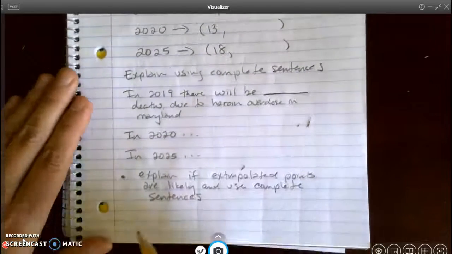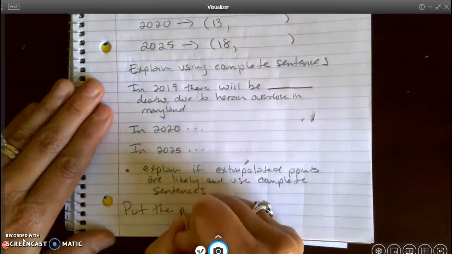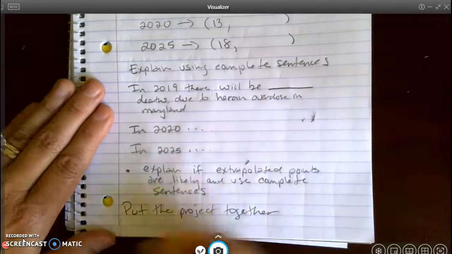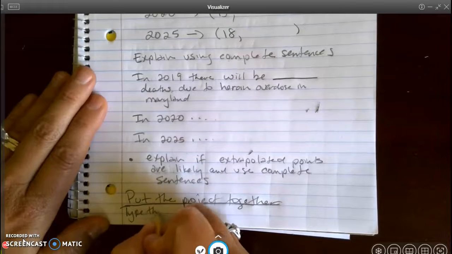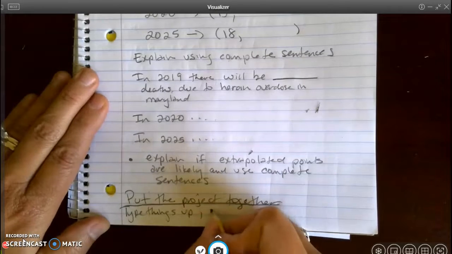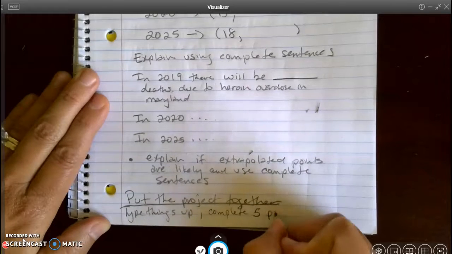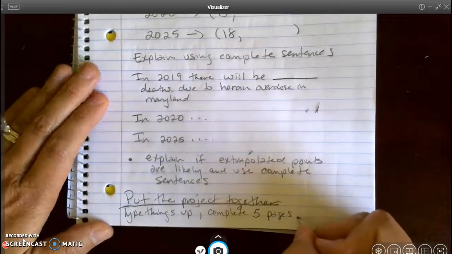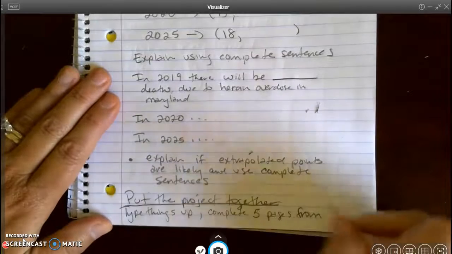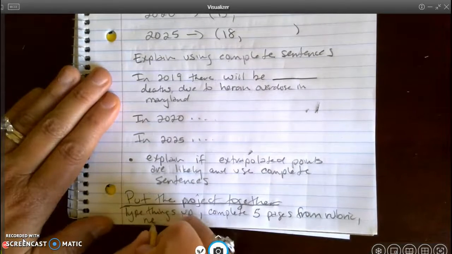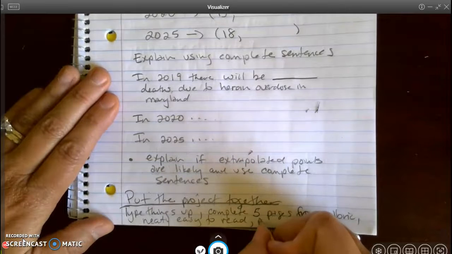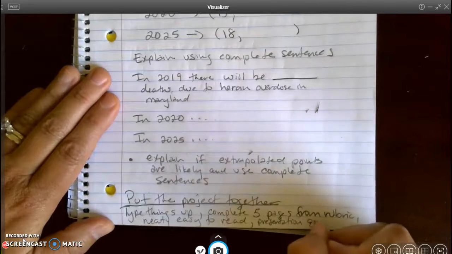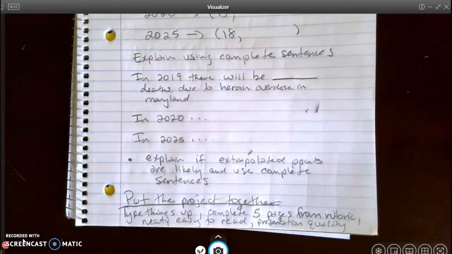Then the only other part of your trig project now is put the project together. That is the final thing that you need to do. That's where you're going to type things up. Complete your 5 separate pages, like the rubric says. So you would go back to complete the 5 pages from the rubric. Is everything neat? Easy to read? Presentation quality. And then you're done. This last part is mostly just putting it all together.